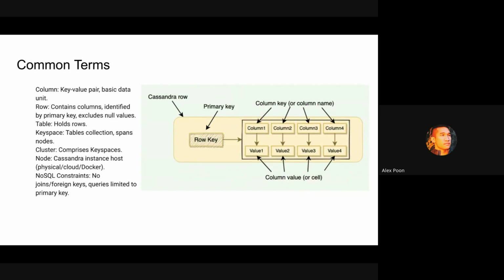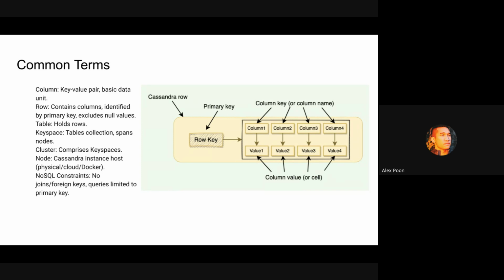All right, so let's go through the common terms of Cassandra. A column is a key value pair and is the most basic unit of data structure. The column key uniquely identifies a column in a row, and a column value stores one value or a collection of values. A row is a container for columns referenced by a primary key. Cassandra does not store a column that has a null value. This saves a lot of space.